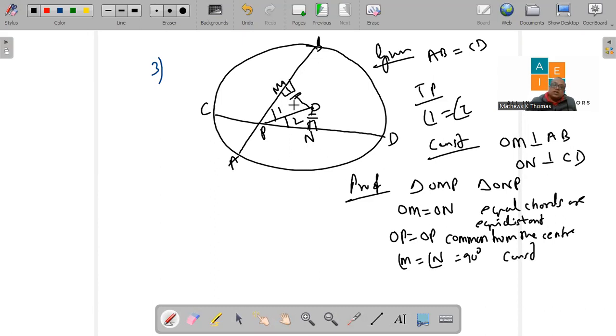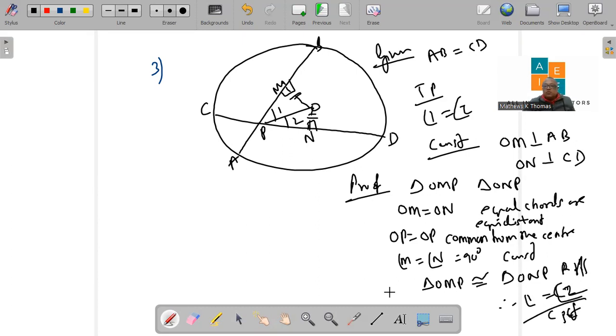Therefore, we've got the triangles congruent. OMP is congruent to ONP by RHS. And if the triangles are congruent, I can say angle 1 equal to angle 2 by CPCT. So this is what we had to prove, that the point of intersection makes equal angles with the center. By proving the triangles congruent, we are able to get angle 1 equal to 2.